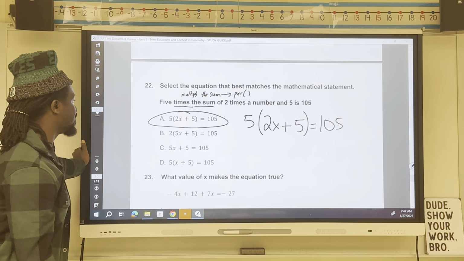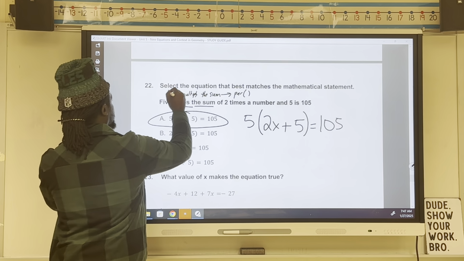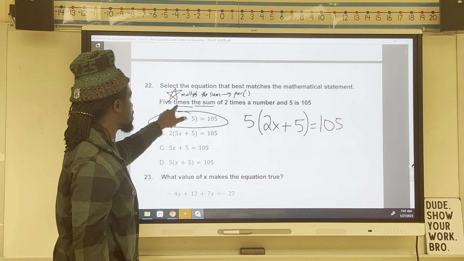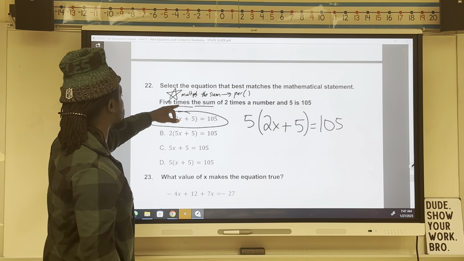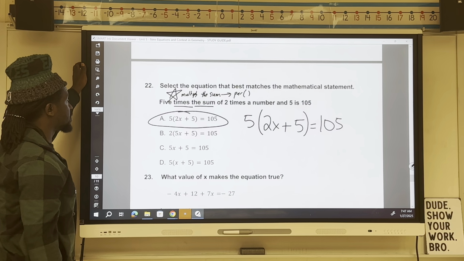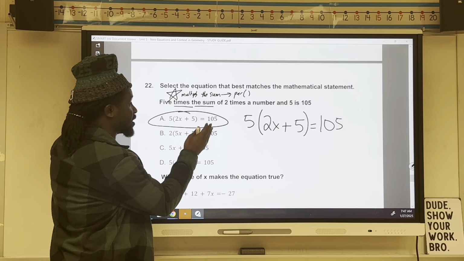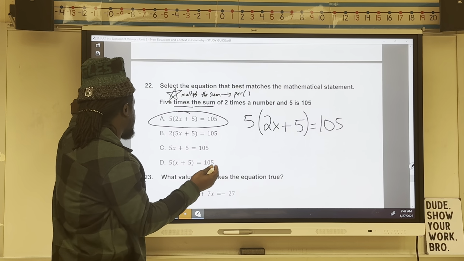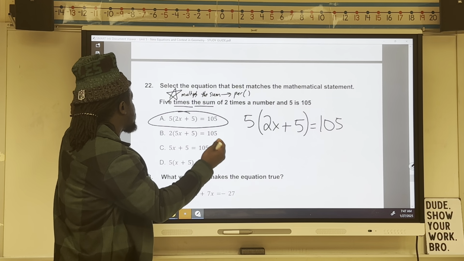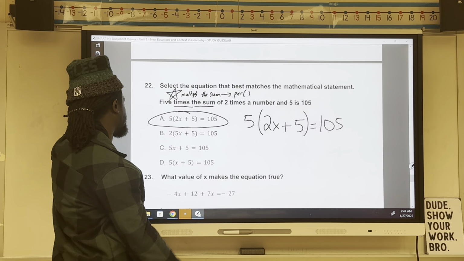Okay. Again, whenever you see, this is super important. Whenever you see you're multiplying, or dividing, but we'll say multiplying by the sum or the difference, we're multiplying by the sum or the difference. Okay, that means we must use parentheses.